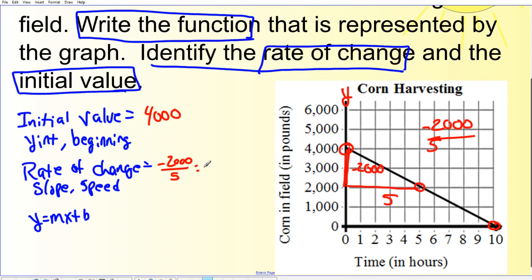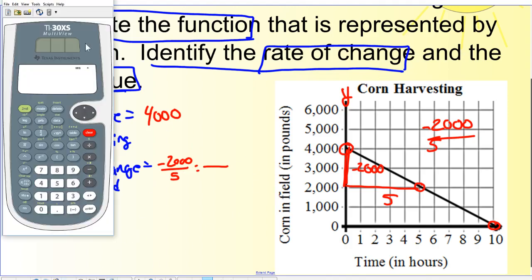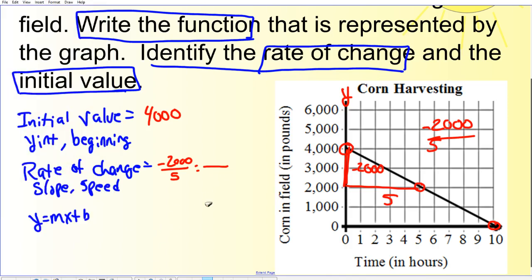I mean, they're both divisible by 5. I don't feel like doing math in my head. Negative 2,000 over 5 equals, there we go, negative 400. I should have known that. Oh well. And if you want to keep it as a fraction, you can. That would mean every hour they're taking out this much corn. So every hour, they're taking out 400 pounds of corn.